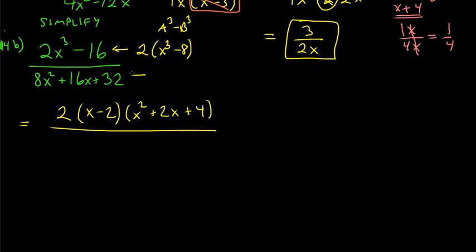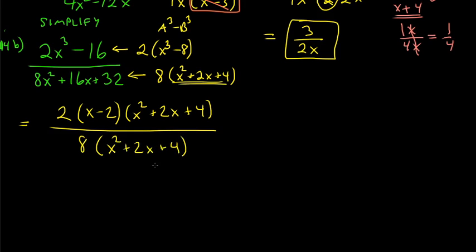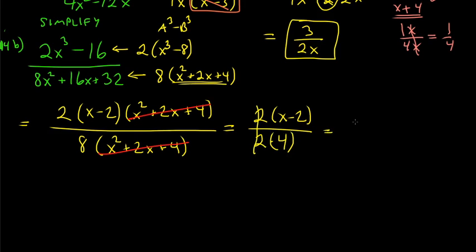So that's the numerator. Now we have to factor the denominator. The GCF here is 8, so if we factor out an 8, we're left with x squared plus 2x plus 4. Oh, and that's good news because that's also in the numerator. Whether or not x squared plus 2x plus 4 is factorable, and I'll tell you right now it's not, it is prime, in this case it doesn't matter because we just cancel that common factor in the numerator and denominator. And we're left with 2 times x minus 2 divided by 8. However, 8 is 2 times 4. So again, cancel the 2's, and you're left with x minus 2 in the numerator divided by 4 in the denominator, and we're done.